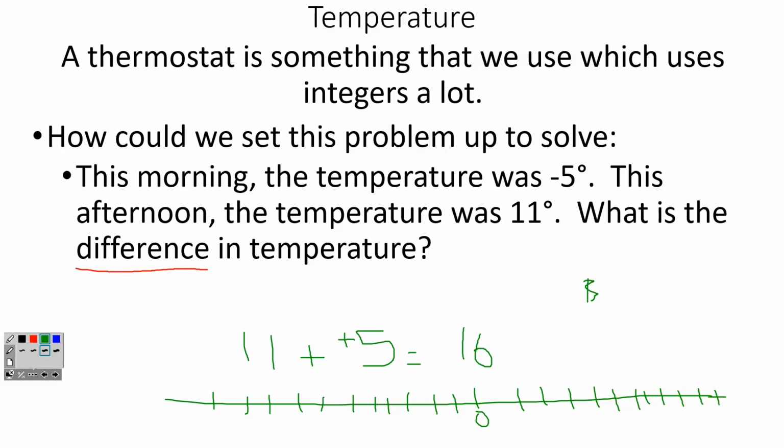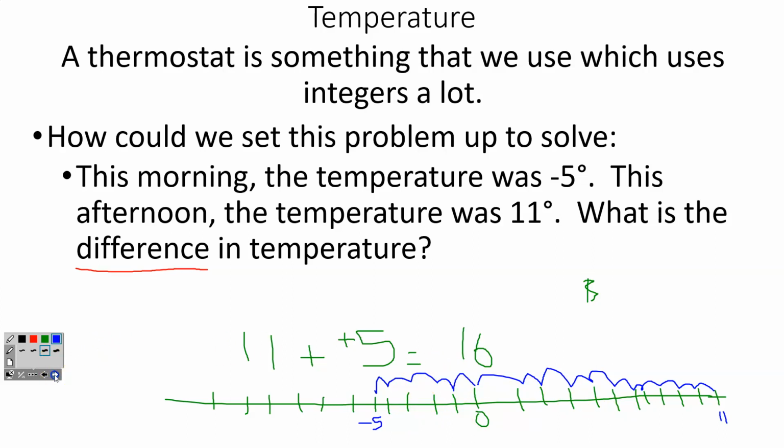So how many jumps is it going to take me to get from 11 to negative 5? Notice it took me 11 jumps to go from 11 to 0. That's how far away it is. Then 12, 13, 14, 15, and 16. So that's an option too. You can count the number of jumps between those two numbers.